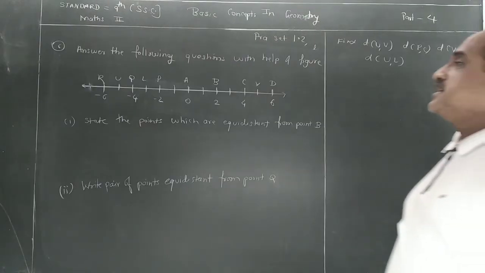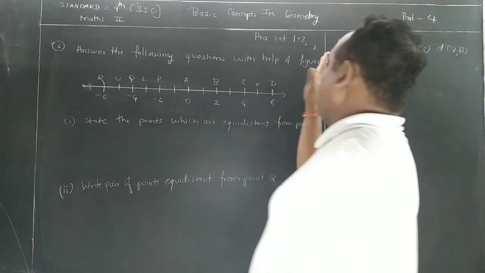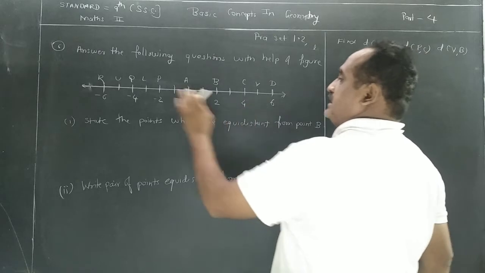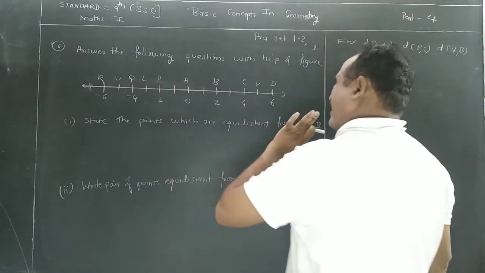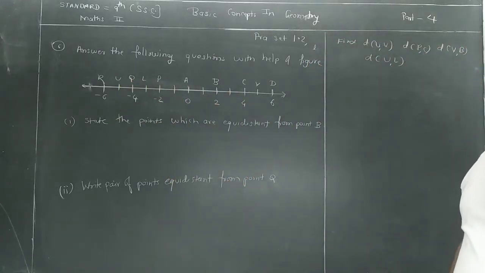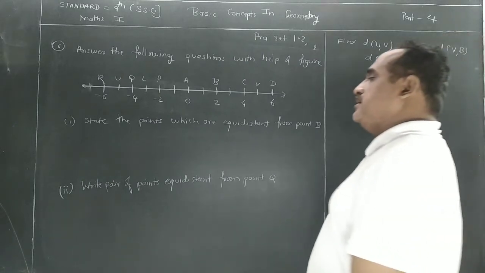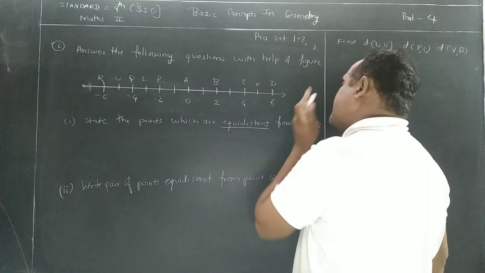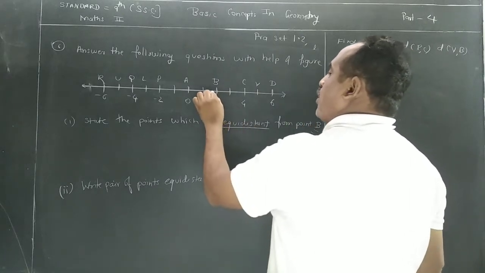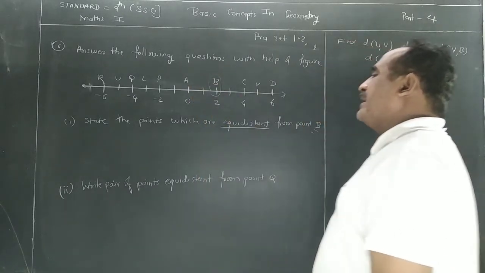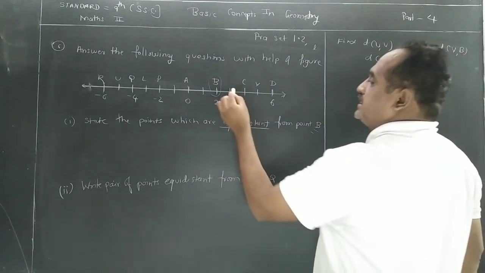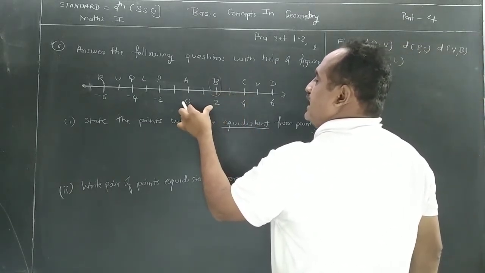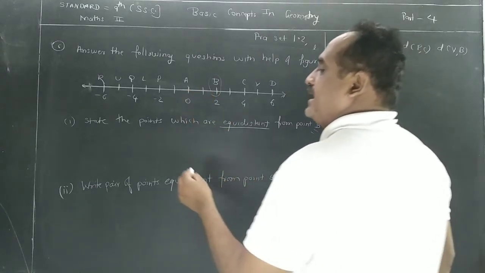Last question of this exercise: answer the following questions with the help of the figure. They have given a number line, these are the points, and its coordinates are there. See the first question, state the point which is equidistant, that is, at equal distance, from point B. The point B is over here. What do you think which ones will it be? This is the first point which is at a distance of 2 units, and these are also at 2 units, so what can I write then as the answer?